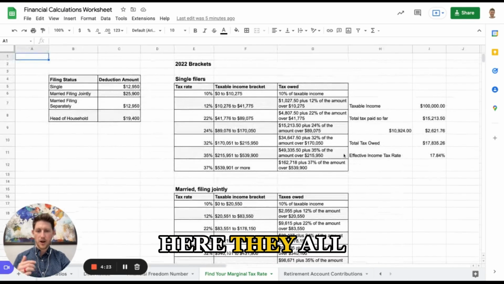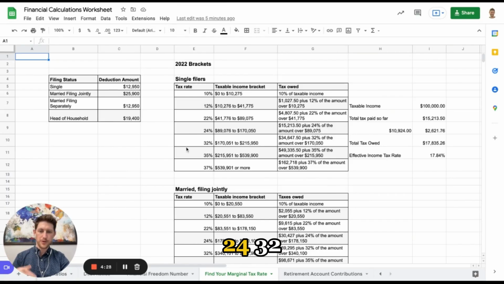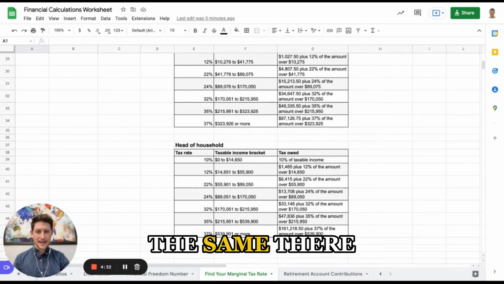As you notice here, they all have the same divisions, okay? So it's 10%, then 12, 22, 24, 32, 35, 37. They are all the same there, okay?